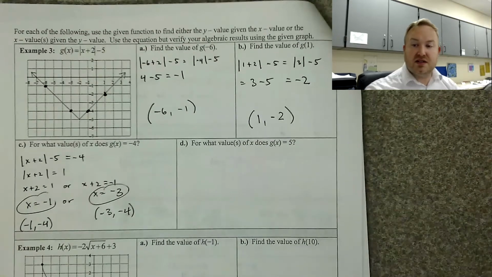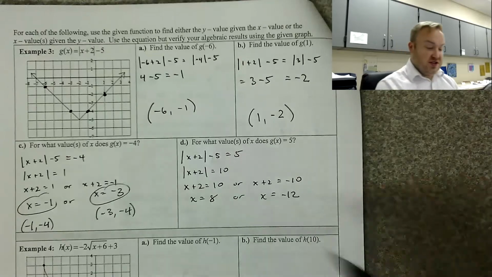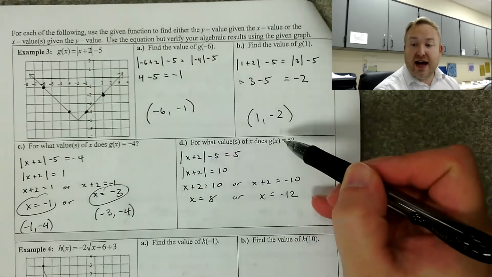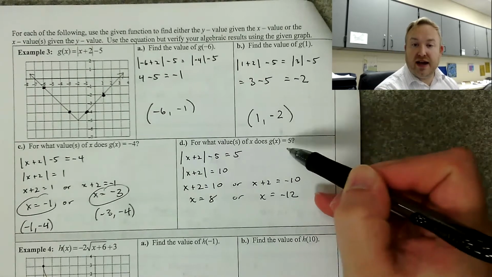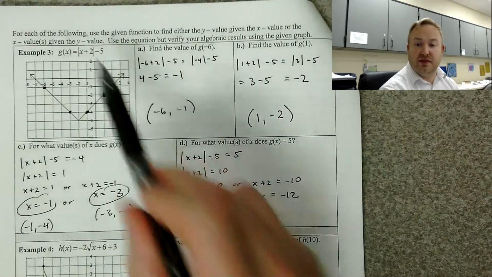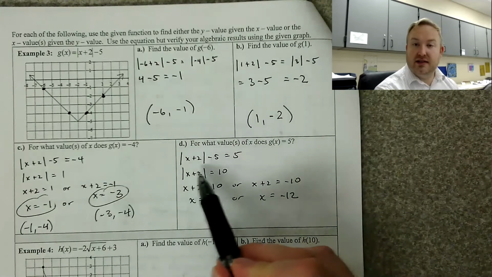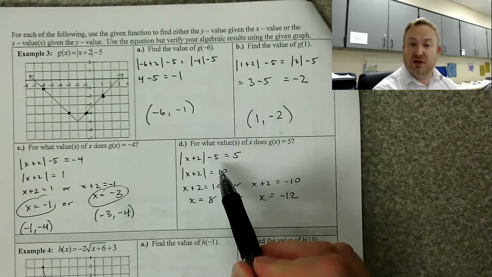For what values of x does g of x equal 5? I'll go ahead and do that real quick. Since the y coordinate was supposed to be 5, I just replaced g of x with 5. I set the function equal to 5, and I've solved it algebraically here. Notice that the absolute value of x plus 2 was equal to 10.